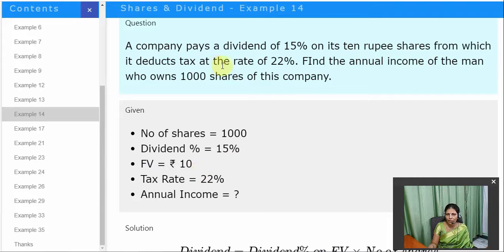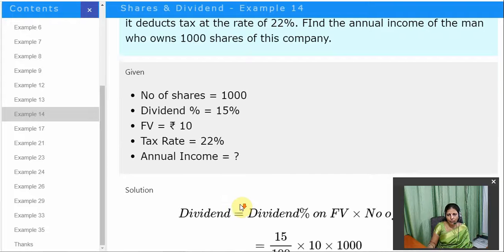And here they have given the tax rate, as this is the first type we are looking into. The tax rate is given as 22%. So with this we need to find the annual income of the man. First we need to find the annual income. Annual income is nothing but the dividend he received from the company. Okay, now we will see.